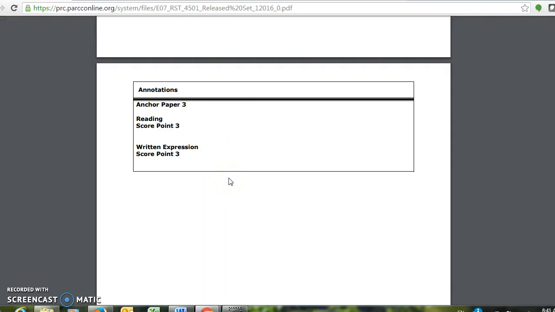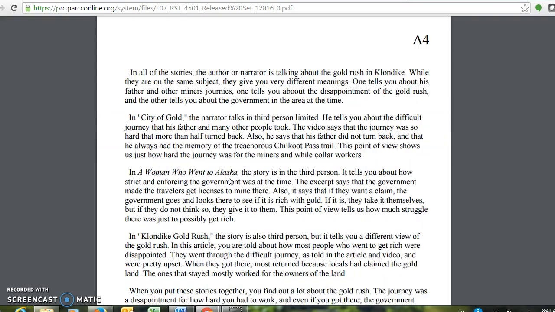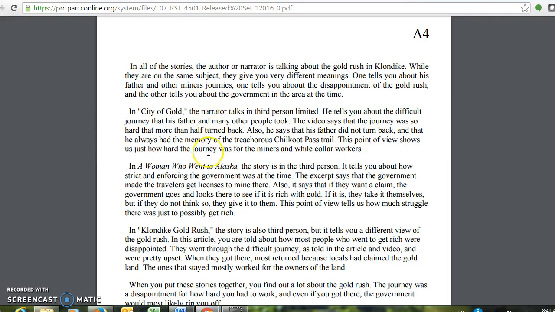So these are some things to keep in mind as you're writing on PARCC. Really think about how you're writing and what you're writing. Are you focused on the prompt? Are you using evidence from all the text? And are you explaining why you're using evidence from all the text? These are all very important.